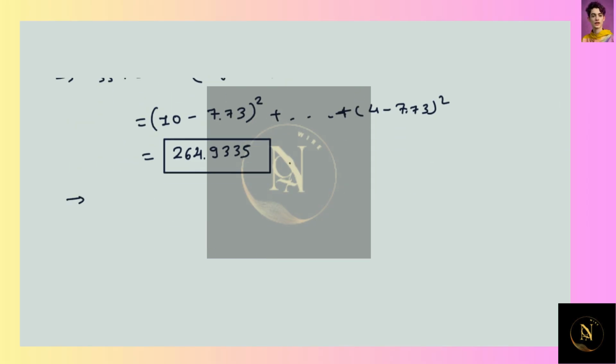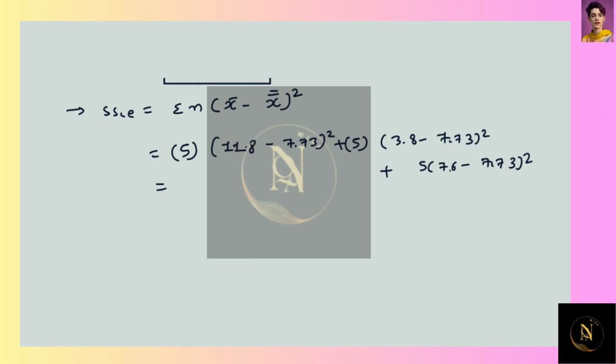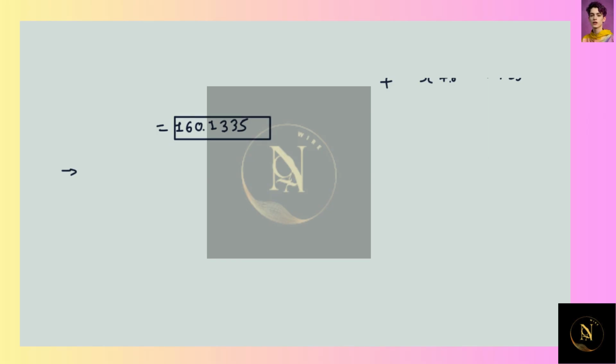Now SSC is equal to the summation of n_i times the bracket x bar minus x double bar, squared. Substituting the values: 5 times (11.8 minus 7.73) squared, plus 5 times (3.8 minus 7.73) squared, plus 5 times (7.6 minus 7.73) squared. We simplify and the answer is 160.1335.